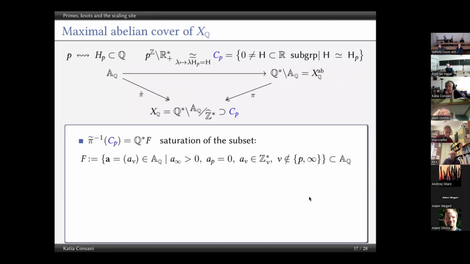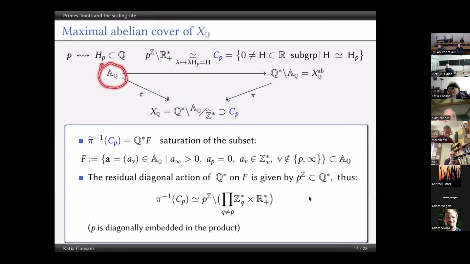what we do is take the pre-image of CP of this orbit inside the Adeles, first of all. In this process you get a saturation of the subset naturally associated to the orbit, which is the collection of the Adeles in which the Archimedean component is positive and the component at P is 0, and the others are essentially units. Because you want to move now from the saturation of the orbit to the Adele space itself and realize the pre-image of CP there, when you take the residual diagonal action of Q cross on this saturation, because only the prime P is involved, this is given simply by the diagonal action of PZ inside the Adeles. So PZ in Q star acting diagonally on the Adeles.